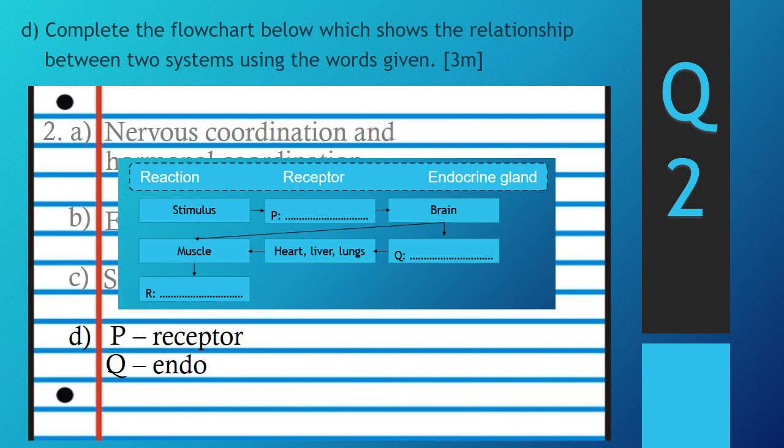The brain, which is associated with the endocrine gland, such as the adrenal gland, will produce the adrenaline hormone, which affects the heart, liver, and lungs function to be suited to the panic situation, then goes down to the muscle. Both of these systems are integrated to give a reaction. So R is the reaction.